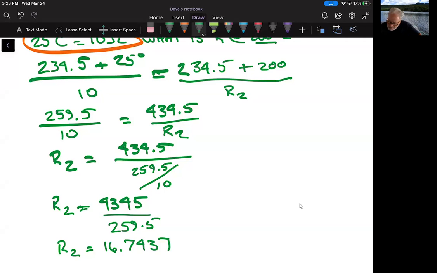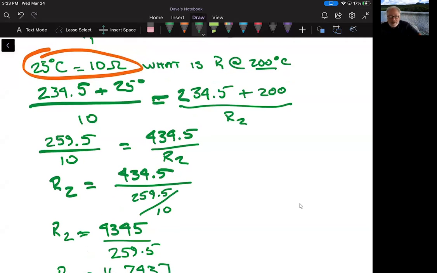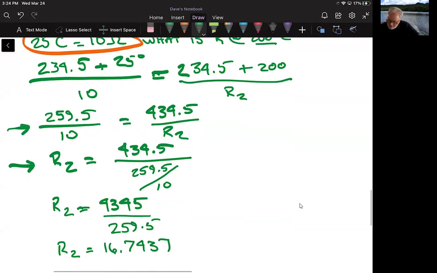Okay, so I added the steps in here, and then went back and fixed this like we were talking about. So we get to this point here with 234.5 plus 25 divided by 10, filling in the blanks here, so there's that step. And then solving for R2, I end up with this. Basically, multiply both sides by R2, divide both sides by 259.5 over 10, and that's where I get this. And then I go ahead and solve that.